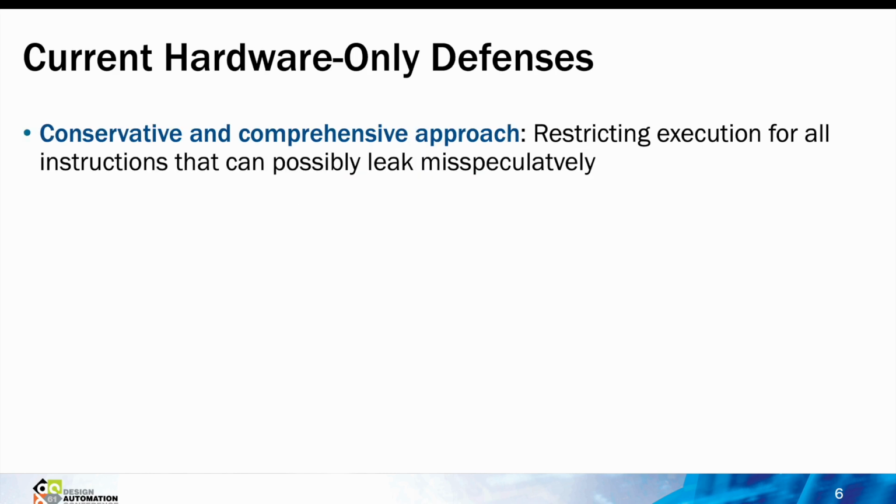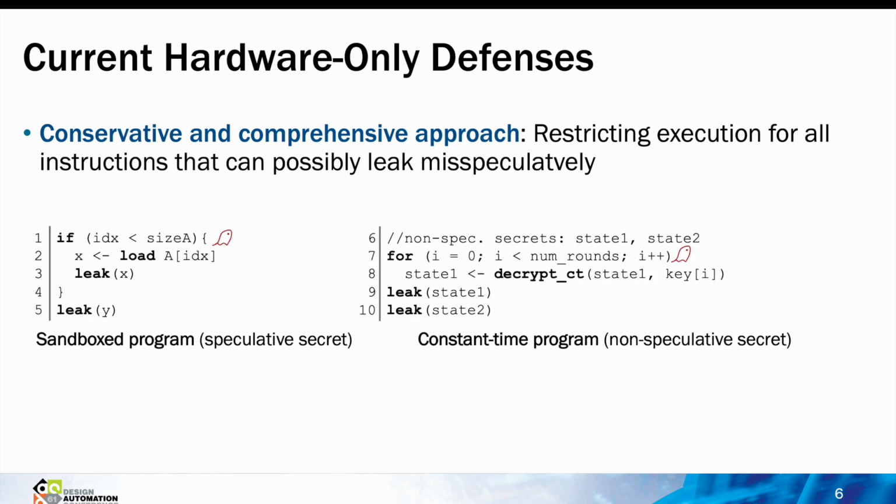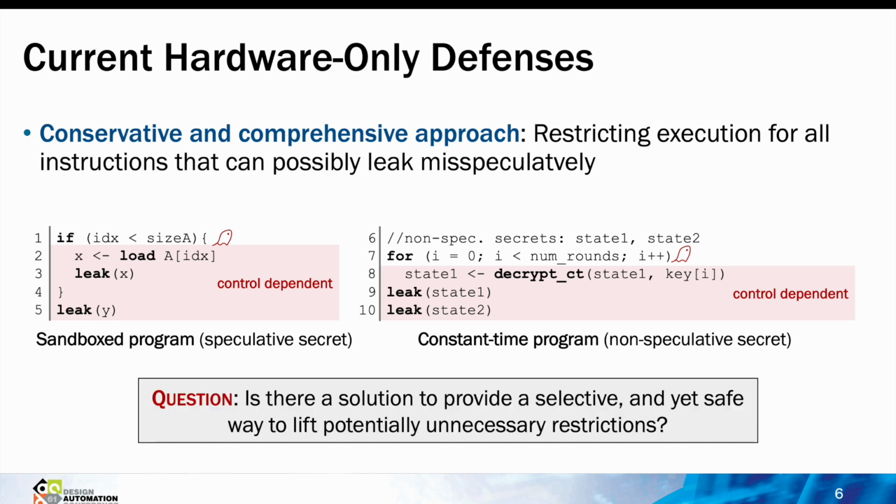To mitigate speculative execution attacks, most current hardware-only solutions restrict execution of all instructions that can possibly leak data mis-speculatively. For example, you see two example code snippets of sandbox and constant-time programs. Hardware-only defenses restrict execution for all instructions after branches until the correct path is resolved. These solutions can be very expensive in cases where branches take a long time to resolve. So we ask this question: is there a solution that provides a more selective approach and allows execution for the instructions that are guaranteed to be safe?